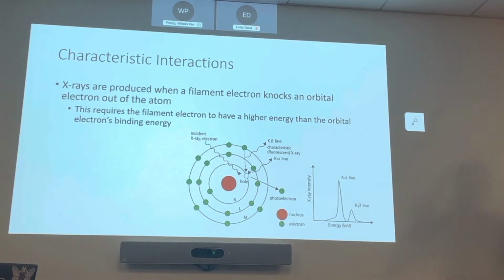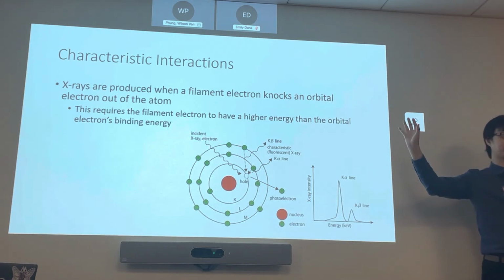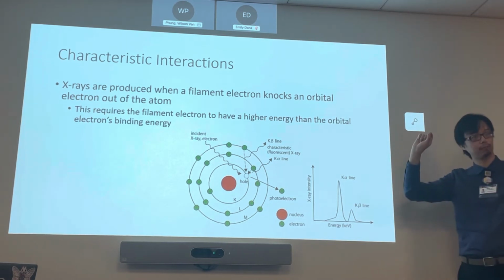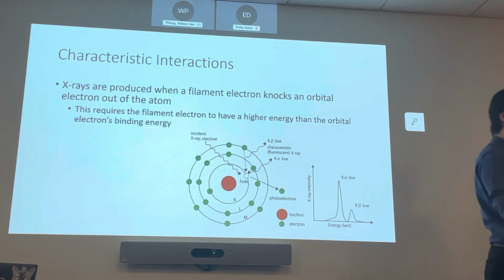Your kilovoltage is your potential difference between the cathode and the anode. So the greater your KVP, the more negative your cathode, the more positive your anode, and the more the electron will want to jump across. The more it wants to jump across, the more energy it will have. So yes, the KVP is responsible for the amount of energy the electron will carry.